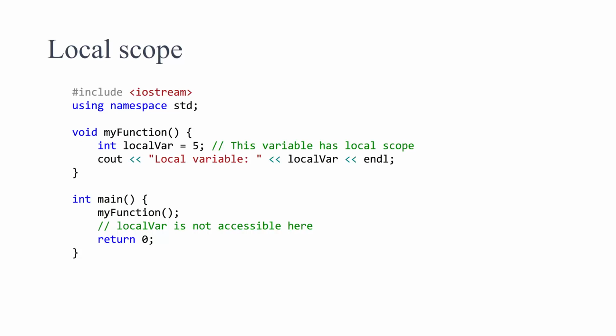The main function assigns the value 5 to local_var and prints its value to the console using cout. Then the main function calls my_function, which prints the value of local_var. However, local_var cannot be accessed outside of my_function, and any attempt to do so will result in a compilation error. If the function has parameters, the scope of formal parameters is the same as the scope of local variables defined at the beginning of the function.